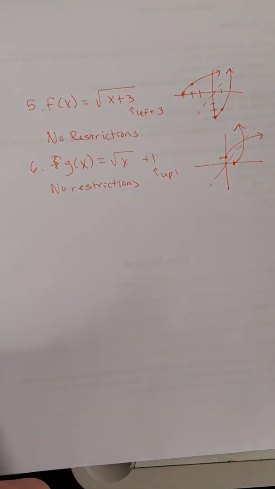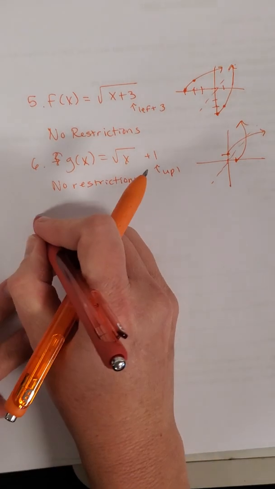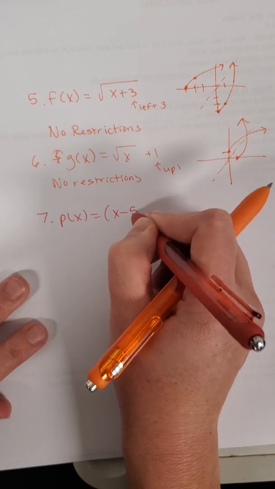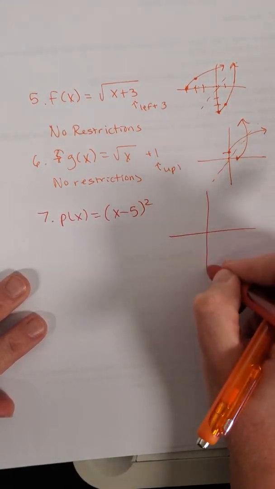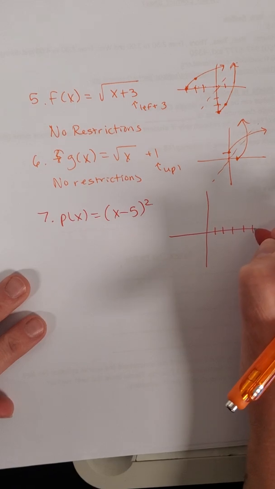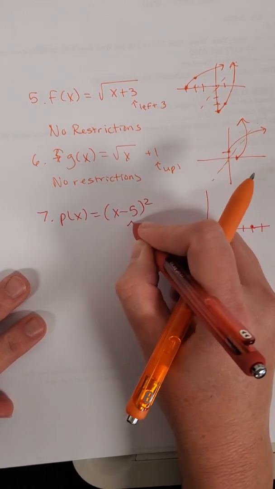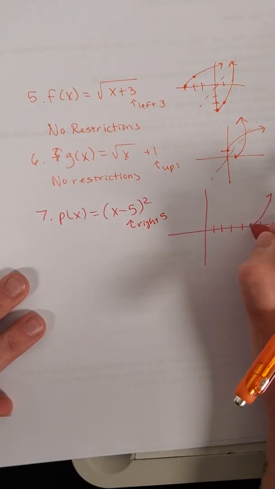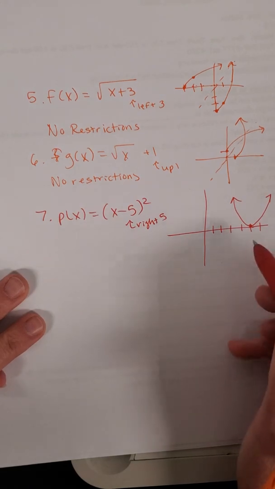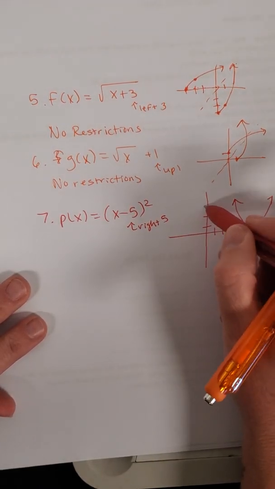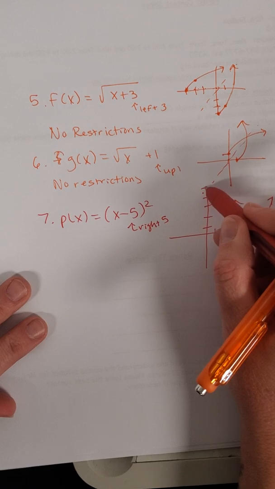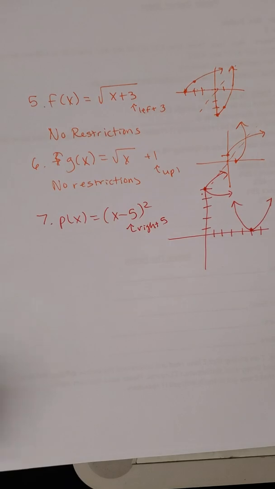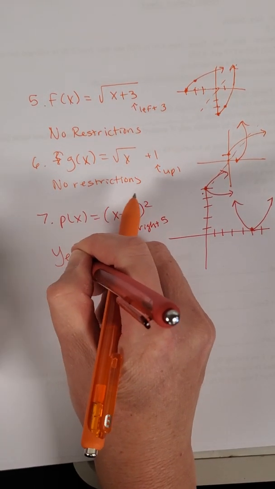Let's take a look at number 7, however. All right, number 7 is p of x equals x minus 5 squared. So this function is a quadratic function shifted to the right 5. Now, if I invert this function, right, this point 5, 0 will become 0, 5, and it'll be facing this way, so it will not be a function. So yes, we will need a restriction.